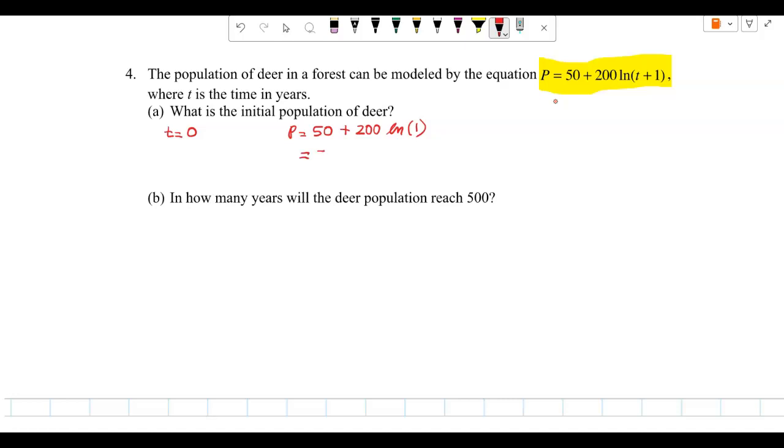ln 1 is 0. 200 times 0 is 0, so it is equal to 50. You're right, but always put it in the model.